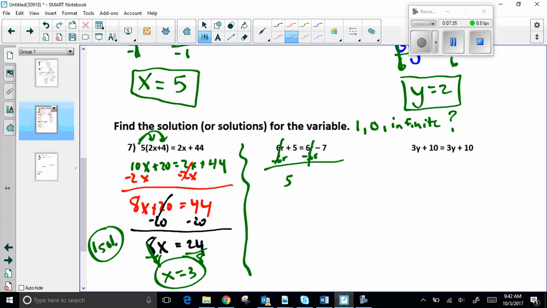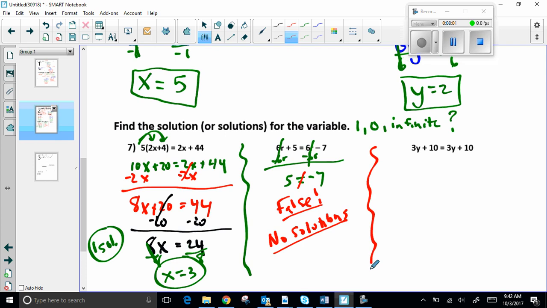Now I've got this thing that says 5 equals a negative 7. Is that true, guys? Does 5 equal negative 7? No, it doesn't equal negative 7. So it's false. I don't want you to stop there at saying false. When you see a false statement, that means there are no solutions. Okay? No solution.